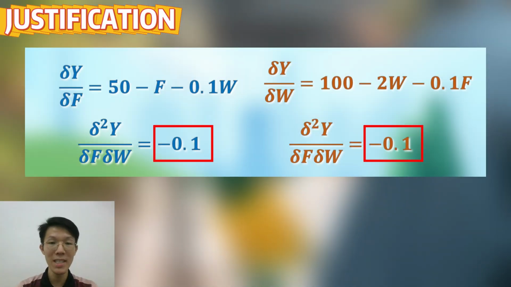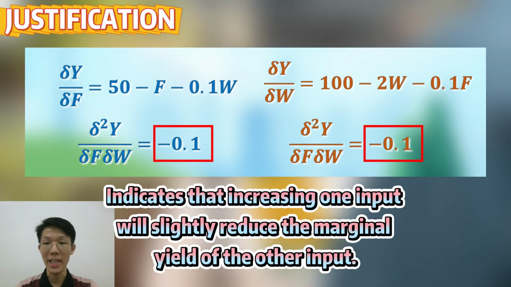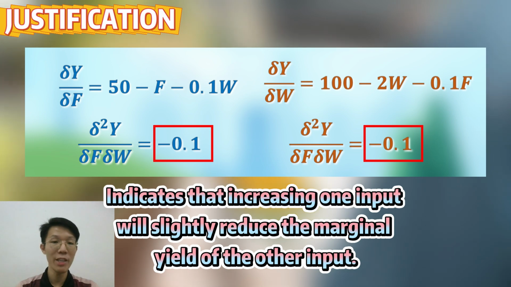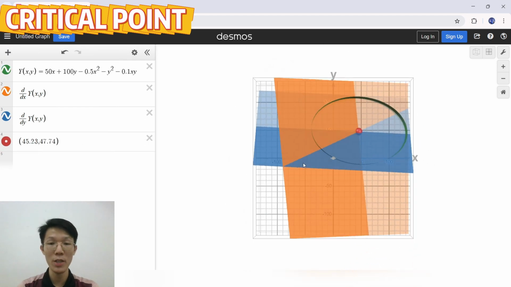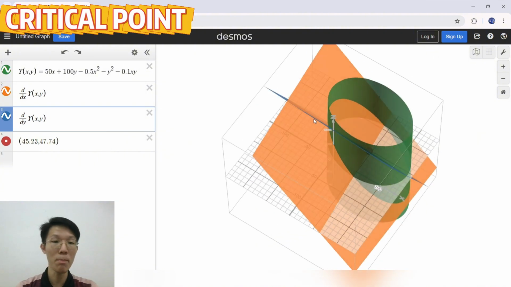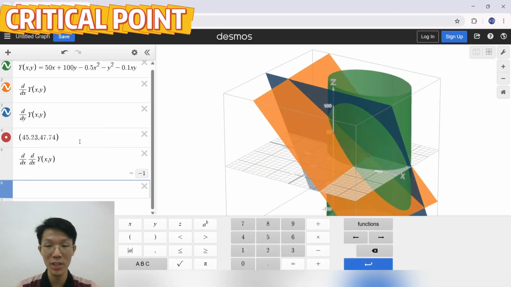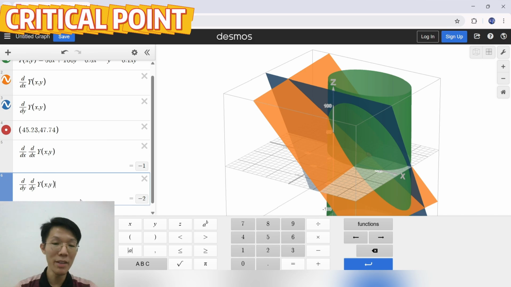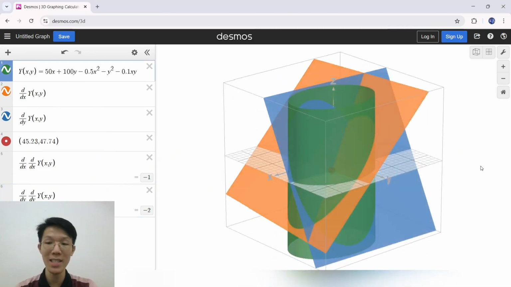In addition, the mixed partial derivative equal to negative 0.1 indicates that increasing one input will slightly reduce the marginal yield of the other input. However, when F is equal to 45.23 and W is equal to 47.74, the derivatives are zero. It is perfectly balancing both inputs for maximum yield. Thus, this graph clearly visualizes those trade-offs. As a result, this mirrors how farmers adjust inputs to avoid waste and maximize the harvest.